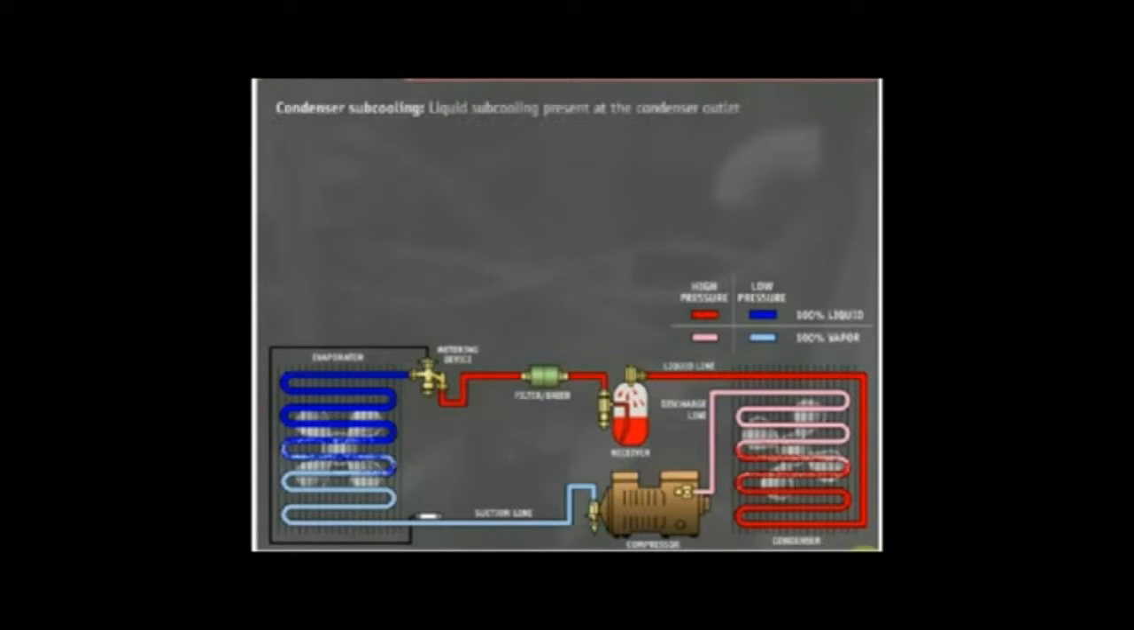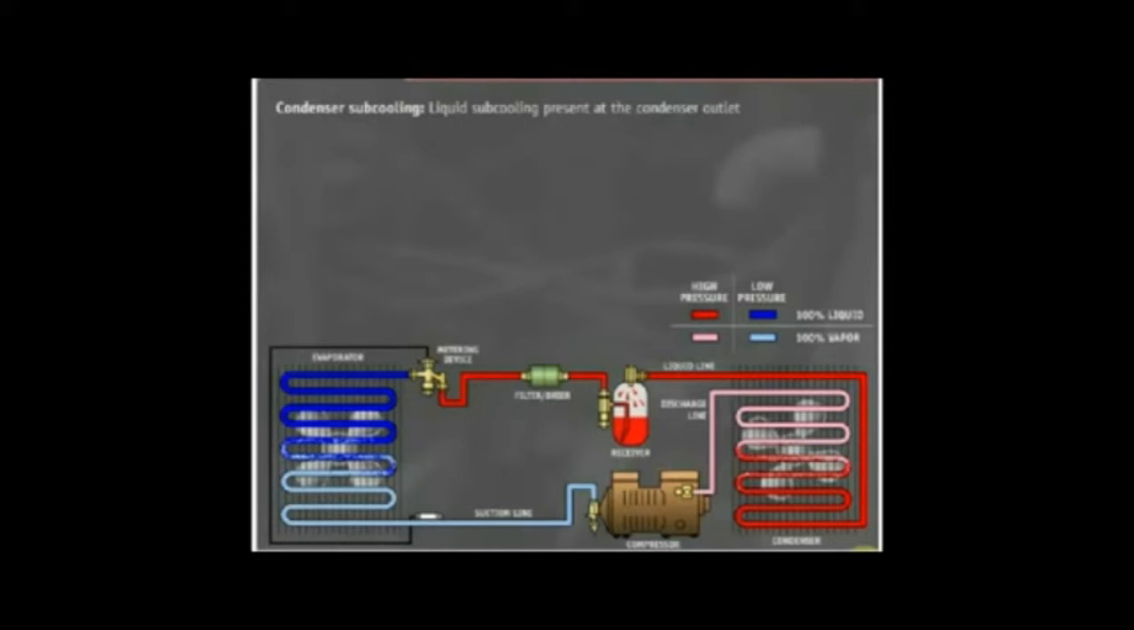Condenser subcooling is the liquid subcooling present at the point where the refrigerant leaves the condenser. This can be measured by subtracting the actual condenser liquid temperature at that point from the saturation temperature of the refrigerant measured at the condenser outlet.